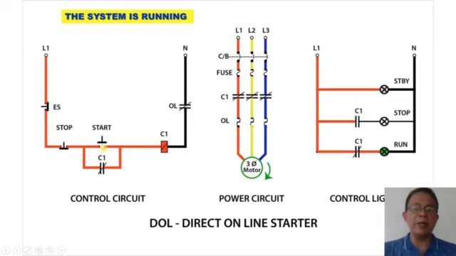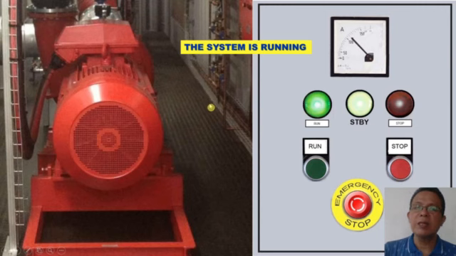Now, I take my finger off the start button, but the holding contact is still closed because the contact is being energized by the contactor coil. Now the system is running, as we find it here in the indicator meter.